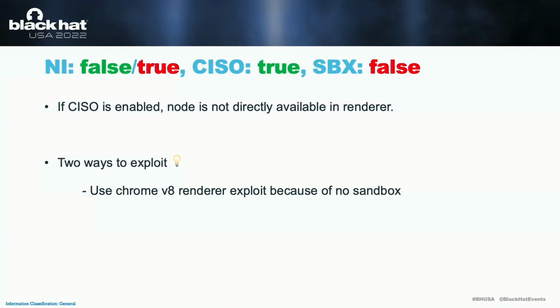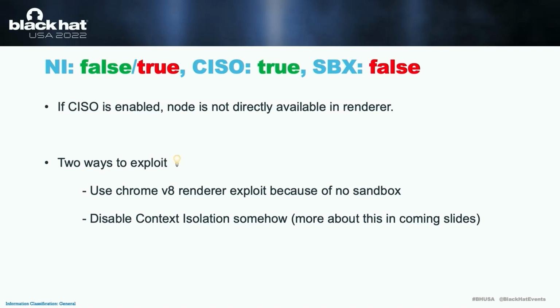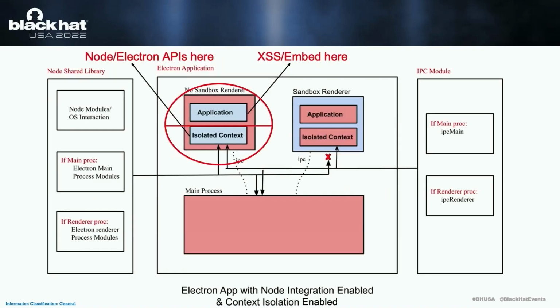First one is you can use a Chrome V8 renderer exploit because the sandbox is disabled. So you can go to a CR bug and look for a crash POC and get your own n-day. Or you can try to find a way to disable the context isolation somehow, which we'll be talking about in the coming slides. So in the schematic, let's go again. We have an XSS on the application layer, and this time there is an isolation between where node and the Electron API reside. So the previous attack won't work here.